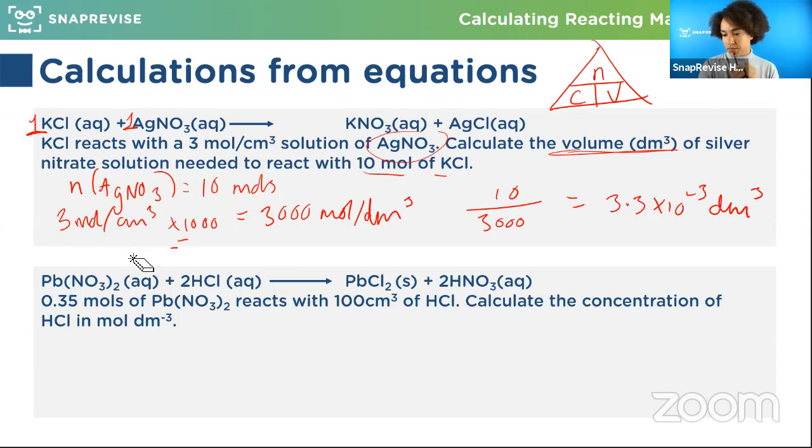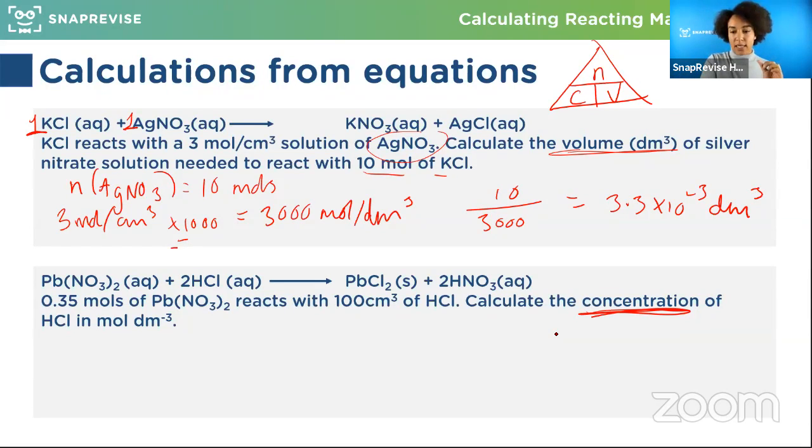Okay, moving on. So we have 0.35 moles of tin nitrate that's reacting with 100 cm cubed of HCl. So this time we want the concentration, not the volume. So what is our appropriate formula for concentration?